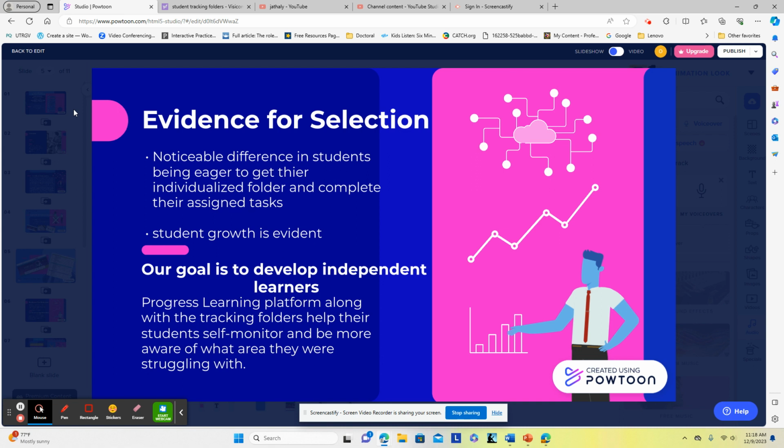And then, of course, our goal, as several panel members discussed, is to ultimately develop our students into independent learners. They shouldn't rely on the teacher telling them exactly what they're supposed to be doing every single second of the day. Instead, we want them to be independent. We want them to be self driven. We want them to be able to self monitor their learning. And we know that the Progress Learning platform, along with the tracking folders, helps our students become self monitors. They become more aware of what they are struggling with, and they're able to focus on their areas of refinement.